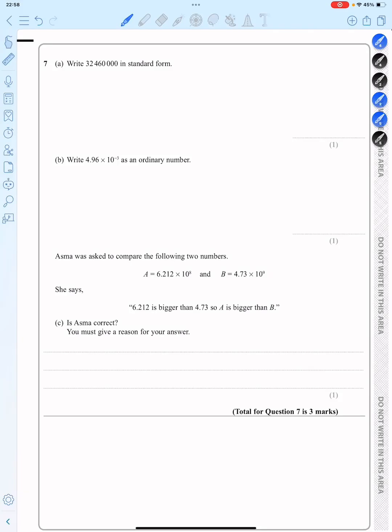Alright guys, here is a 3-mark GCSE question. Here we need to write this number in standard form. So how are we going to do that? First of all, we're going to put a dot here. So we have 3.246 and 000.